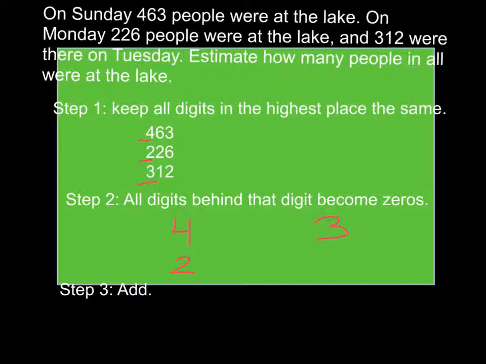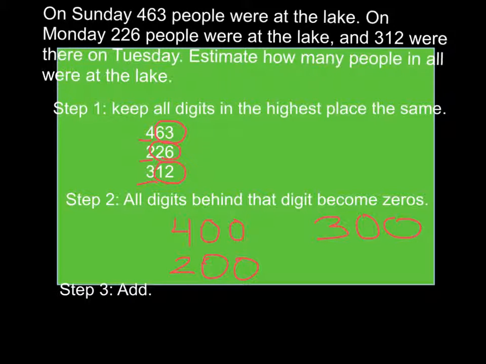Now, step 2, all the digits behind that digit become zeros. So if you count, we have 2 digits behind the 4, so 2 zeros. 2 digits behind the 2, 2 zeros. 2 digits behind the 3, 2 zeros. That's what step 2 is. We don't pay attention to any digit that is in the tens place.